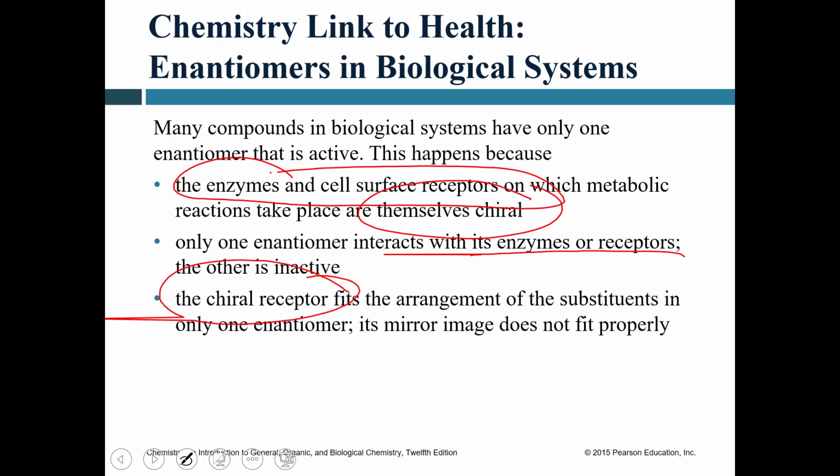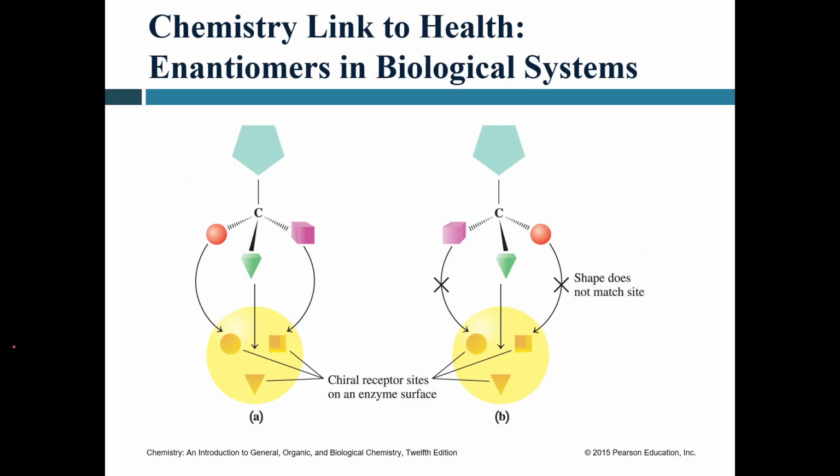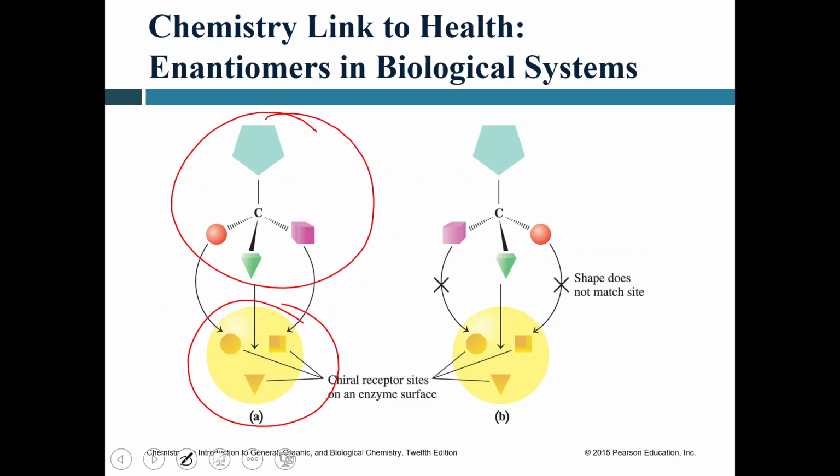Or maybe the chiral receptor fits the arrangement of the substituents in only one enantiomer. The mirror image does not fit properly. So basically, the proper receptor residues can work with only one of the enantiomers. So for instance, here you have receptor sites on an enzyme surface. This enantiomer does match the arrangement of the sites. This one doesn't.